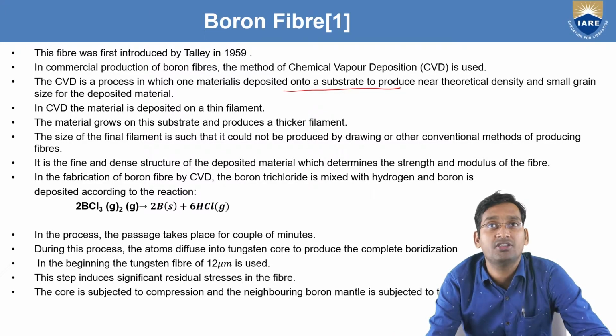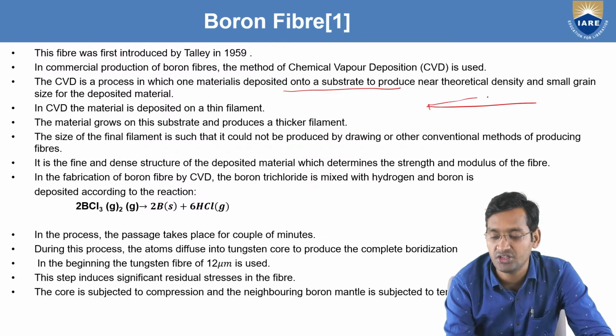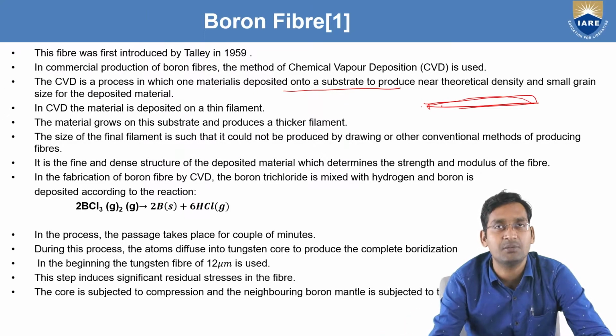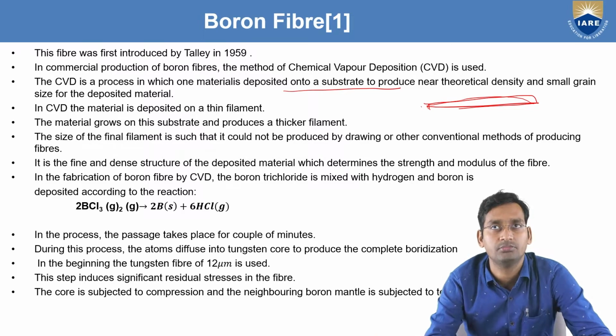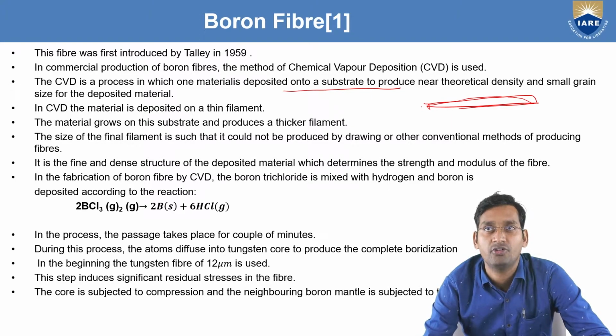The material grows on this substrate and produces a thicker filament. So now what happened? One thin filament is there as a substrate. Now materials start depositing, right? Definitely this becomes thicker and thicker as much as the material gets deposited over that thin filament. The size of the final filament is such that it could not be produced by drawing or other conventional methods of producing fibers. So we cannot draw that one.